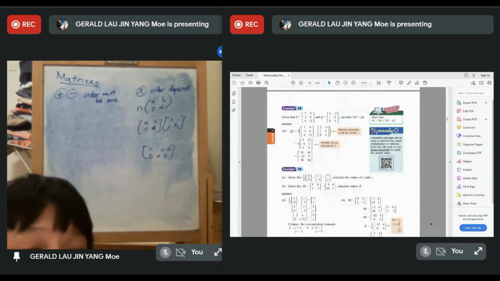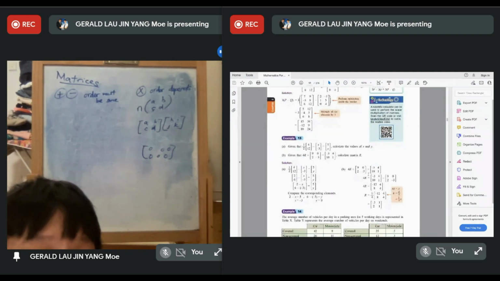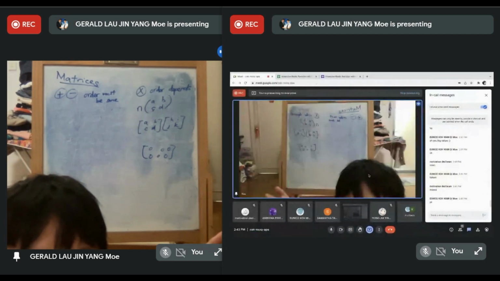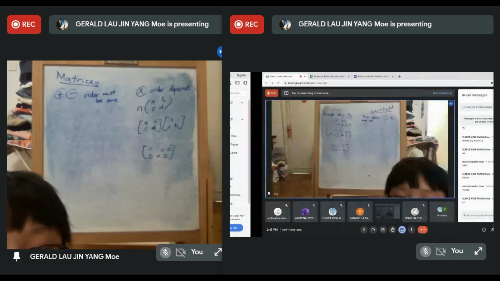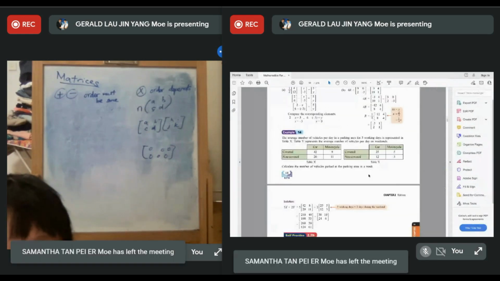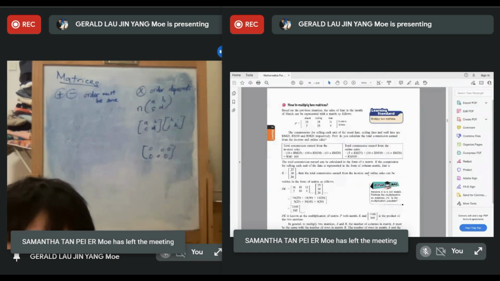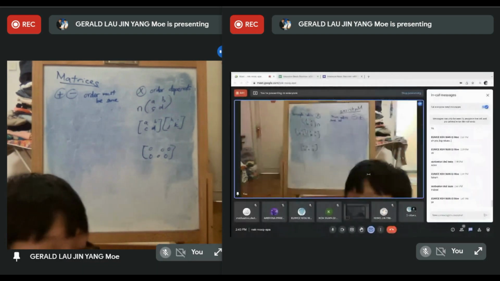Okay, now, this is the easy one. This one also nothing too much. Am I going too fast? If I'm going too fast, let me know, yeah, if you have any problem. Okay. Okay. How to multiply two matrices? Okay, now the fun part.